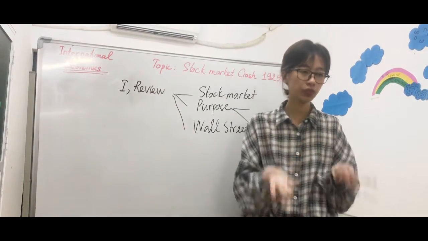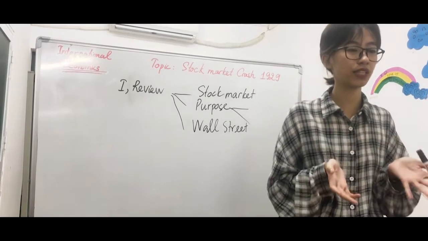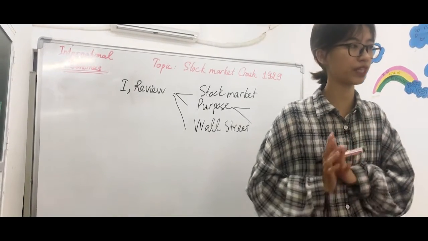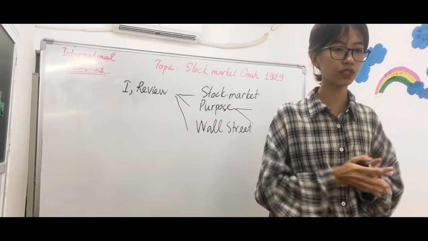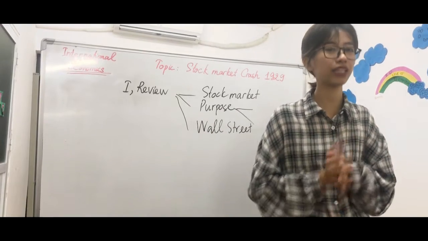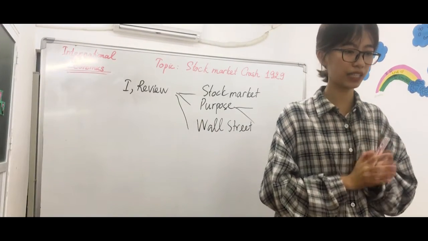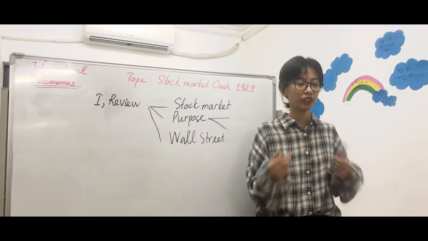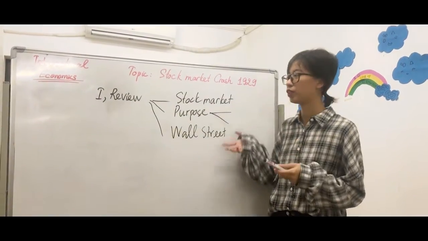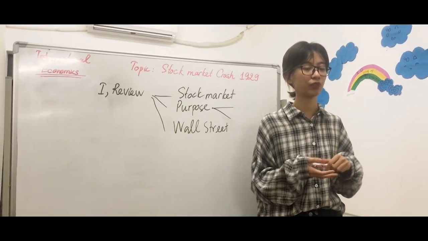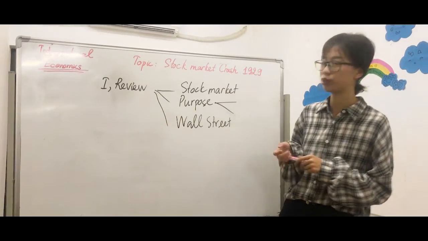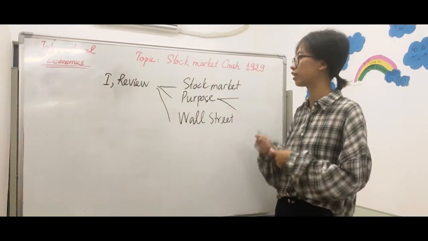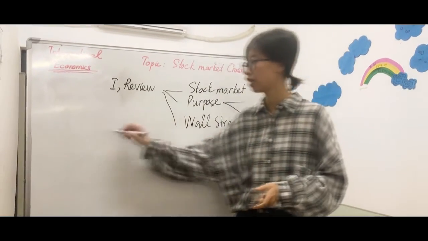And Wall Street is called a symbol of the U.S. financial markets, which includes the stock market, the bond market, the commodity market, the futures market, and the foreign exchange market. Okay, so I'm just reviewing all the important things that we learned last week. So now we will come to the topic today about the stock market crash in 1929.